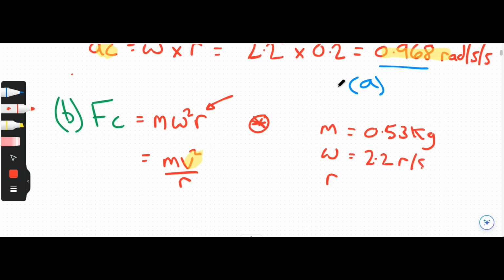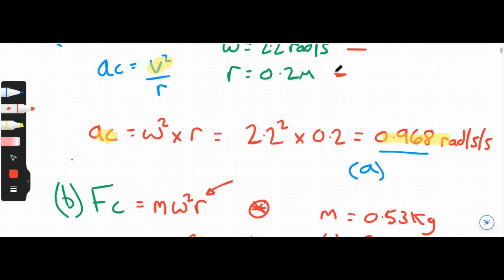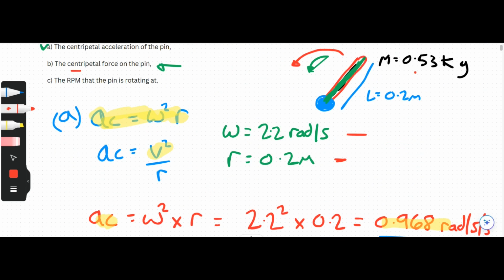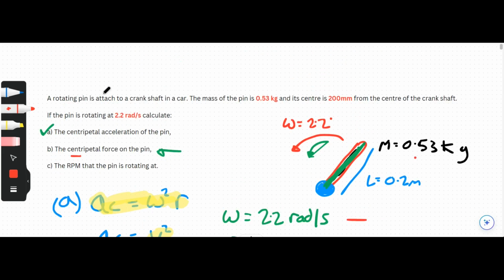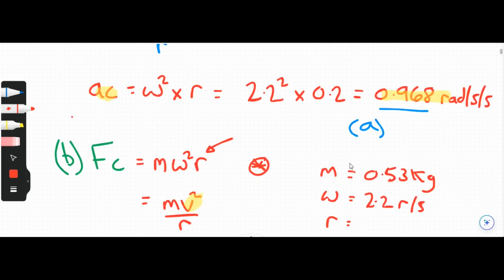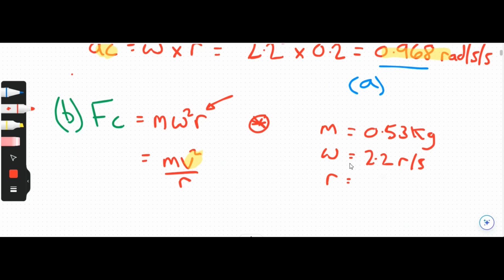Radians per second, best. And the radius is just the length of this pin. It's the radius of this circle, really. And that is going to be 0.2 because it's 200 mil, which is 0.2 of a meter. So R is going to be 0.2. Don't forget there's a square there.